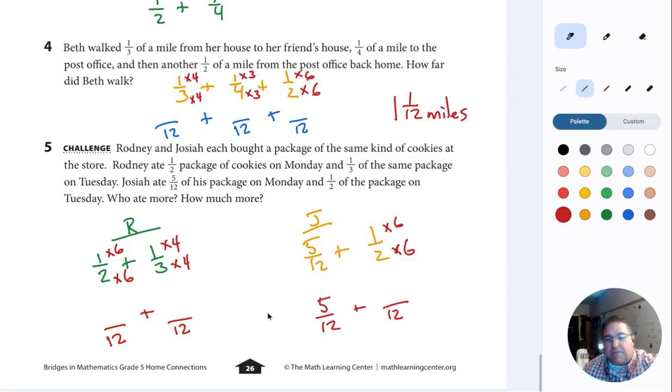Once we have our new sets of fractions, we can add them up. And there's 2 things we got to answer. Who had more? So either Rodney or Josiah. And then figure out how much more. I will tell you, it's going to be really close.